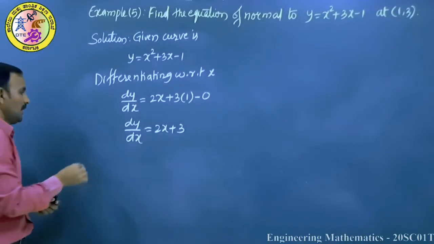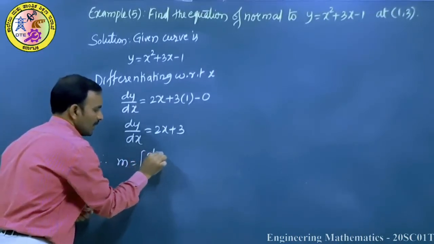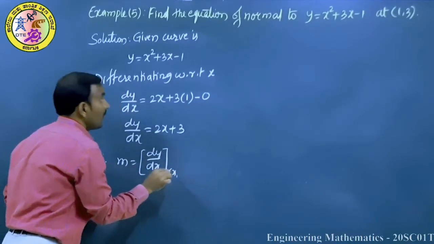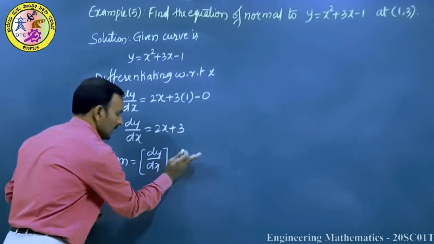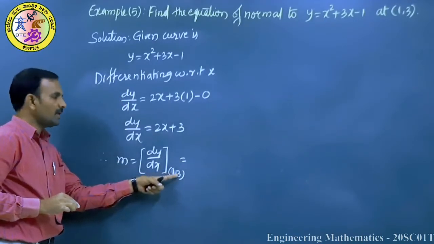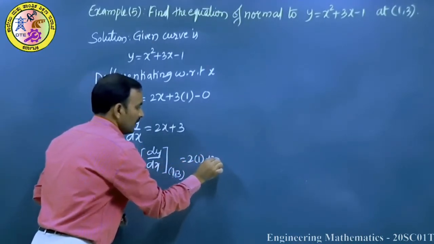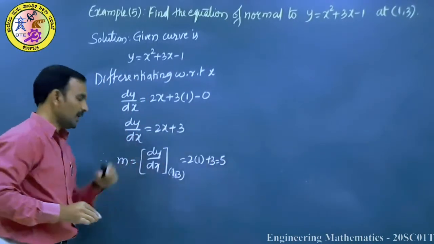Now what is the m value? M is dy by dx at x1 comma y1. What is x1 comma y1? Here it is 1 comma 3. The x value is 1, the y value is 3. 2 into 1 plus 3 is equal to 5. 2 into 1 is 2, 2 plus 3 is 5.